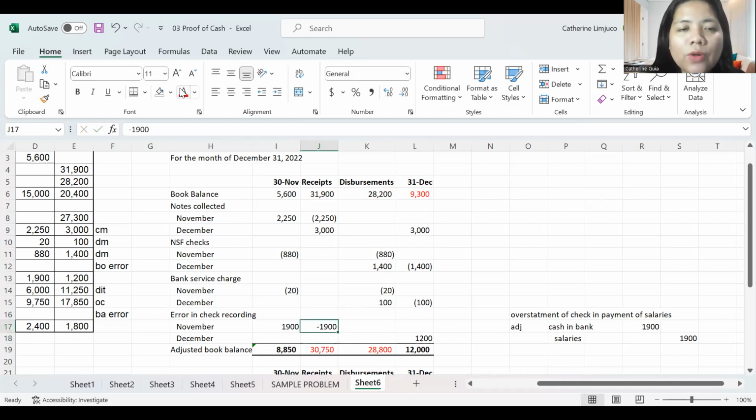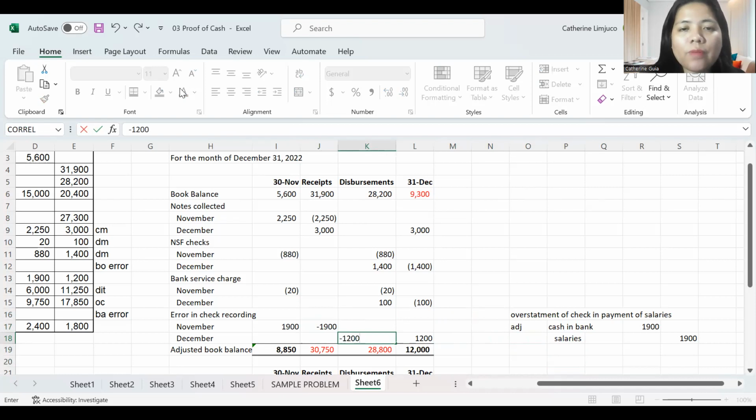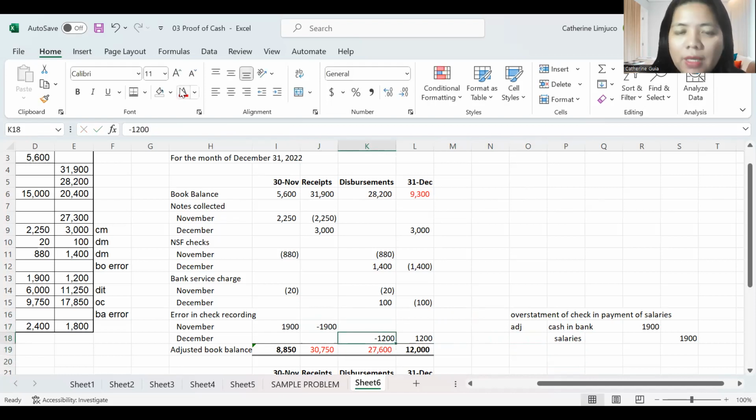How about your current month? Since for the current month there is no correction yet, and the correction will be made the next month, this December error actually overstates your disbursements. So you have to deduct the 1,200 from your disbursements.